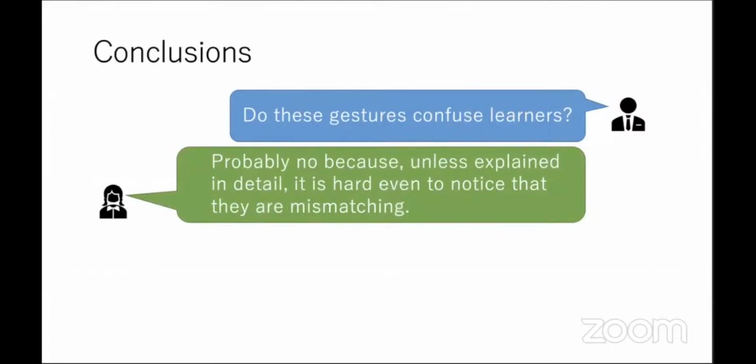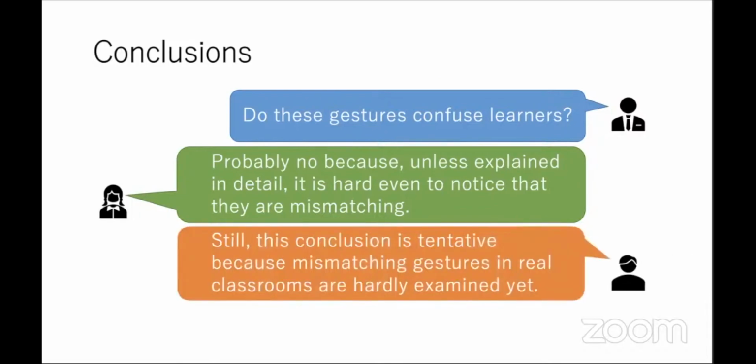Looking at the 4 cases that I found, it's really difficult to notice that they are mismatching unless you analyze each gesture in detail. So I guess you didn't really notice that this was a mismatching, I believe. So it's pretty difficult to notice. Then it probably doesn't confuse learners so much.